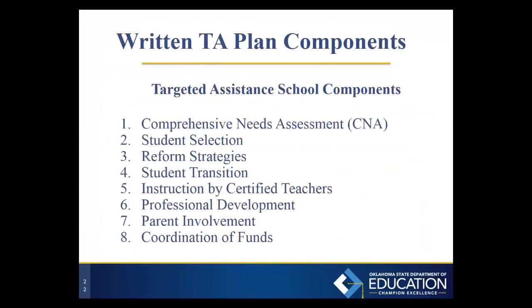And these are the written components for the targeted assistance school. The targeted assistance school components must have the comprehensive needs assessment, which is similar to the school-wide school components, except for the student selection, reform strategies, student transition, instruction by certified teachers, professional development, parent involvement, and coordination of funds.